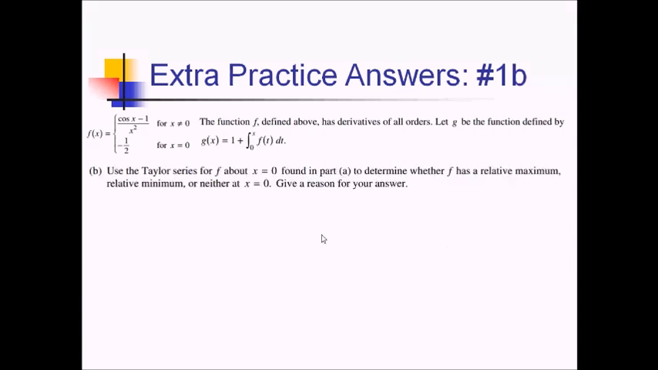On this problem, we want to use our Taylor series that we found in part A to figure out if f has a relative max, min, or neither. Now, the key on this one is realizing that your series gives you perfect information about the original function at f of 0, f prime of 0, f double prime of 0. It's pretty much everything you need to do your second derivative test. So let's go ahead and rewrite the series from part A. Here's what we had before.